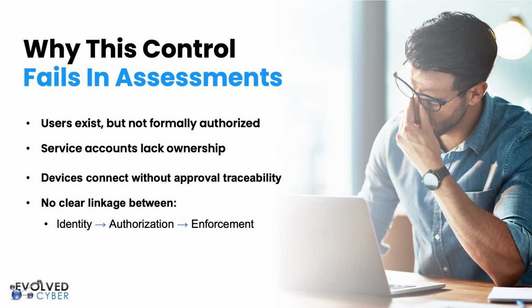This control often fails in subtle ways. Users exist in the system, but there is no authoritative source defining who is approved. Service accounts are running, but no one can clearly identify ownership. Devices are connected to the network, but there is no documented approval trail. The breakdown is almost always in the connection between identity, authorization, and enforcement. If that chain is not clear, the control becomes difficult to defend.